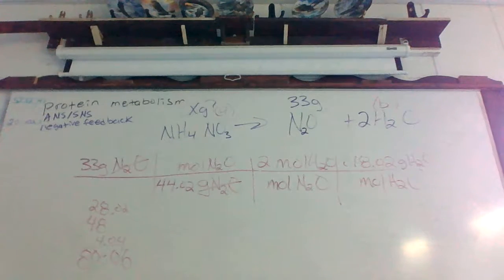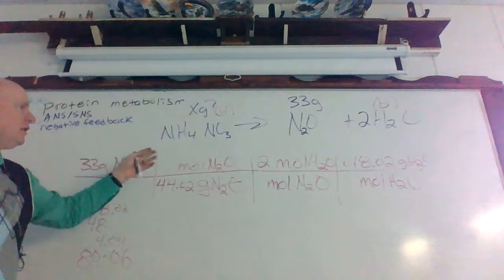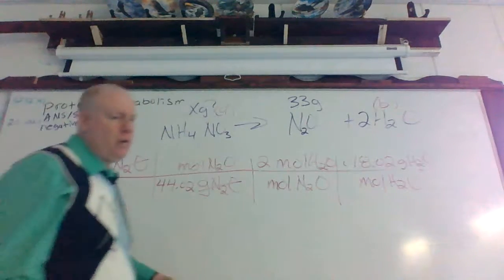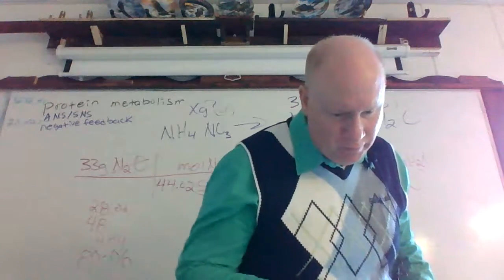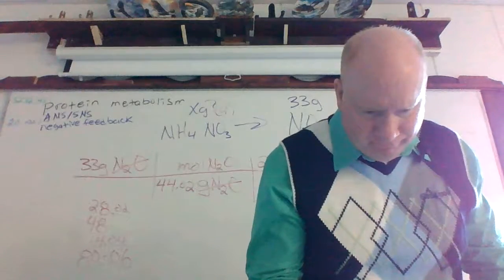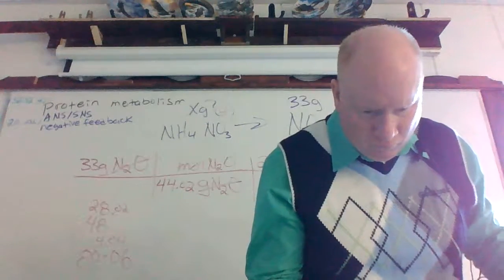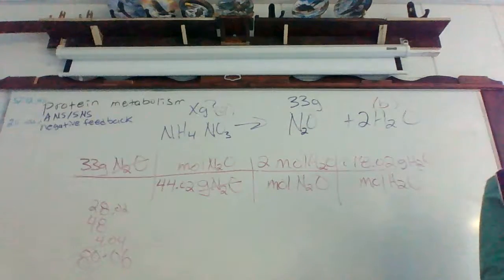Yes. So now we take 33 times 36, well, 2 times 18. 33 times 36 divided by 44. Do we get somewhere around 2? Nope, looking at the wrong one, sorry. 27. Okay.